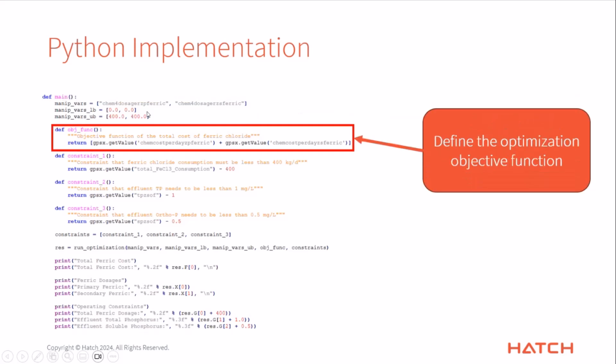After that, we then define a function that is going to correspond to our objective function. So we use the GPSX get value function to get values from GPSX and have those be pulled into Python. And what we're going to use for our objective function is we're going to sum up the cost per day of primary ferric dosage with the cost per day of secondary ferric dosage.